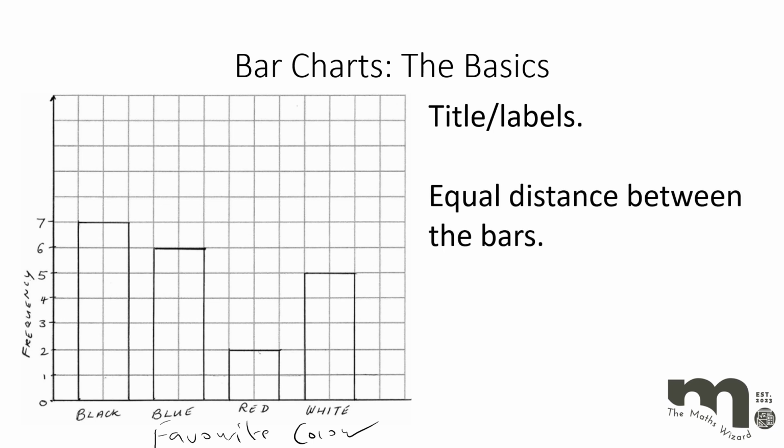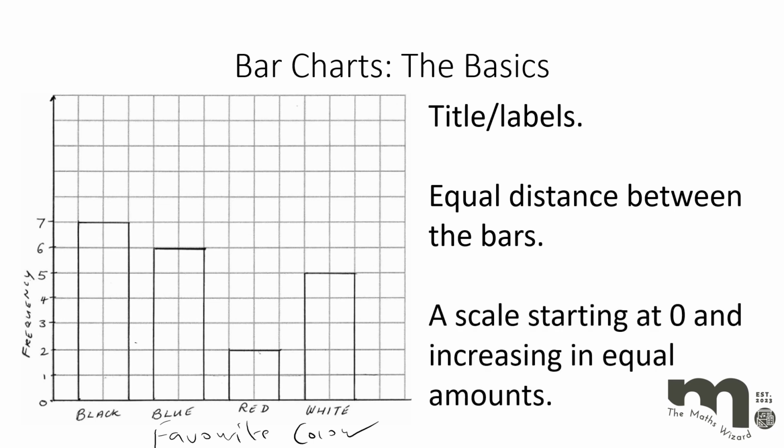Then we need to always have an equal distance between the bars. So we can't have a two square gap here and then a three square gap here. It has to be the same distance all the way along. And then we need a scale on the y-axis, down here, starting at 0, going up in equal amounts. We can't go 0, 2, 5, 10. We've got to go up in equal amounts each time. So those are some of the basics.